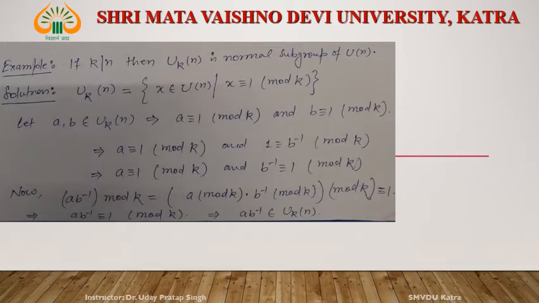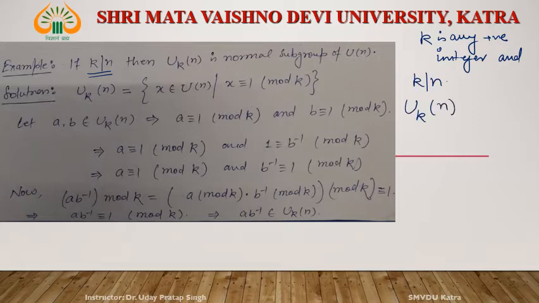If K divides N, what is K? K is any positive integer, right? And K divides N. Then we define UKN. UKN is a normal subgroup of UN. This UKN is a normal subgroup of UN.